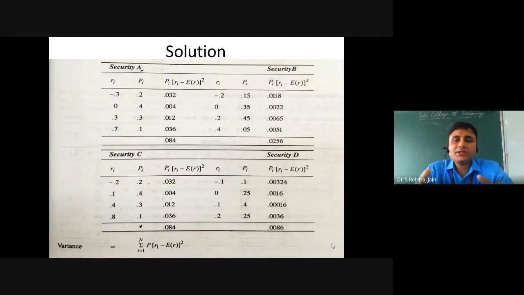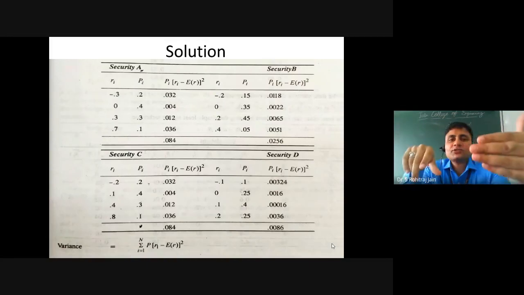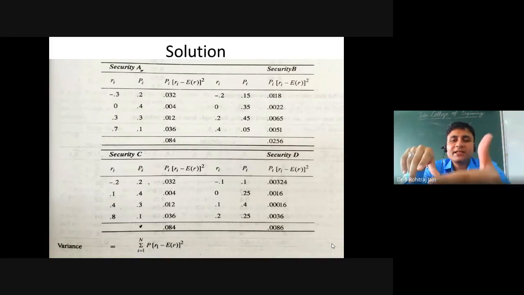Now, students, in the examination also while you are solving, first you solve for security A, that is the variance and standard deviation, then security B, security C, and security D. So that when you compare, it will be easy for you, right? So first I'm writing the return and probability of security A. You can see it at the top left. So I'll be solving directly over there, students. You can take one more step.